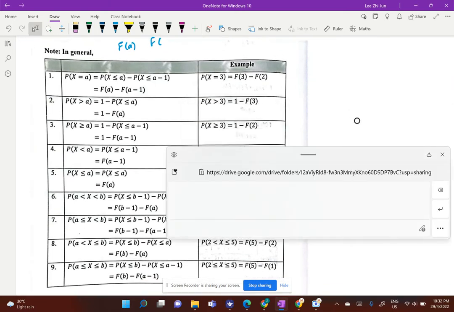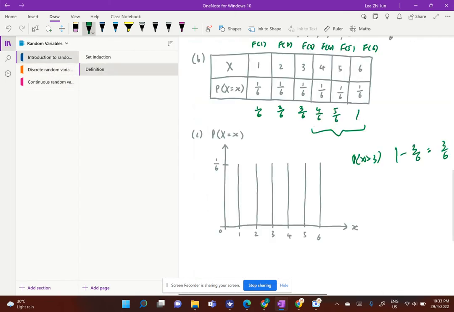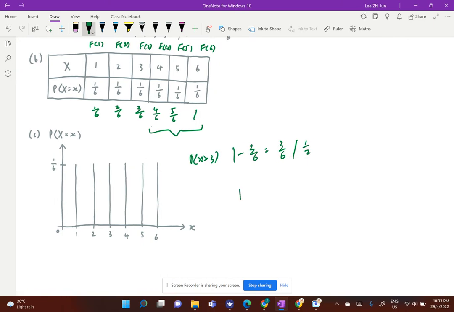If it is larger than or equal to a, like this, then just 1 minus F(a minus 1). So if it is 3, then 1 minus F(2). I will get 4 over 6. P(X larger than or equal to 3) includes X equals 3 plus 4 plus 5 plus 6, which is 1 over 6 plus 1 over 6 plus 1 over 6 plus 1 over 6.